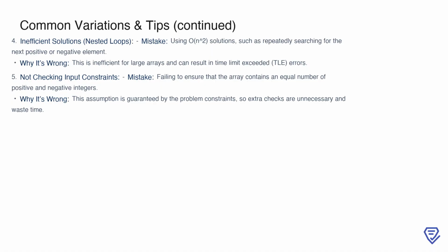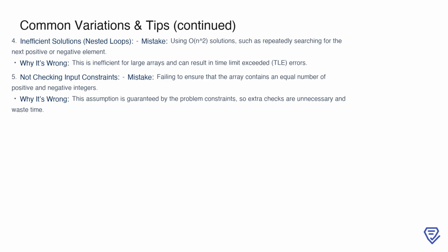Another mistake to avoid is relying on inefficient solutions, such as nested loops. For example, repeatedly searching for the next positive or negative element results in an n² time complexity, which becomes impractical for larger arrays and can even lead to time limit exceeded errors.